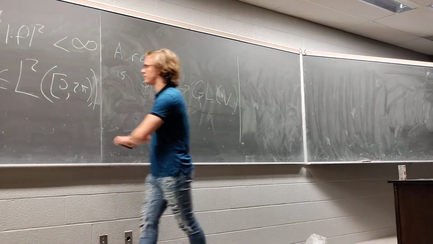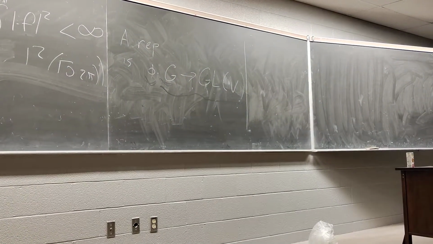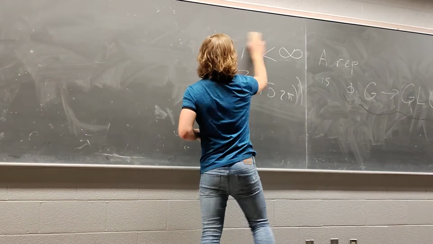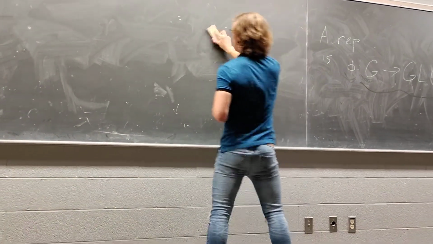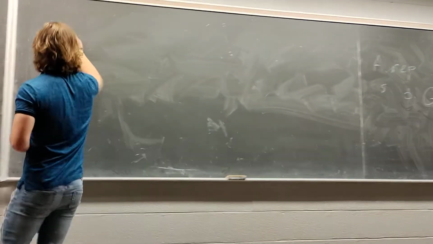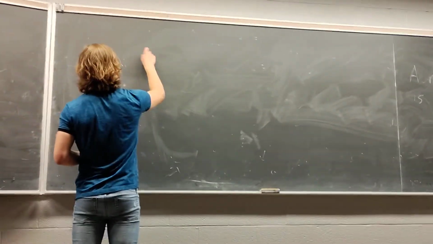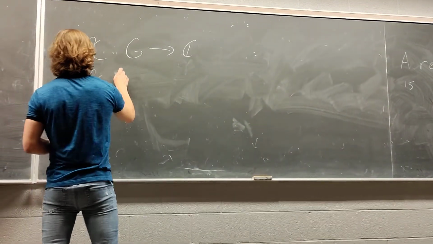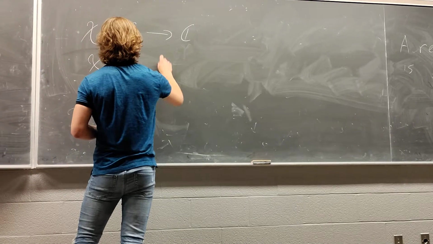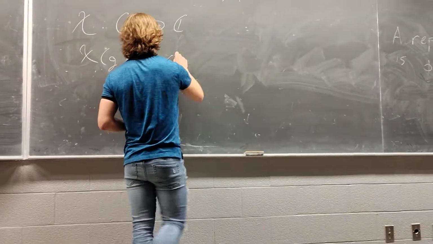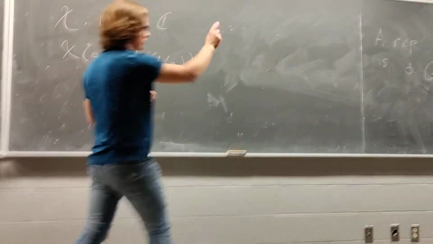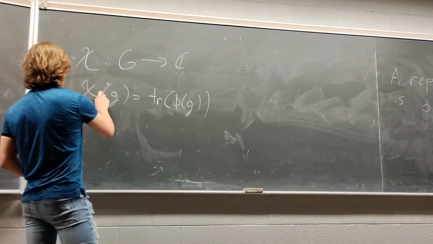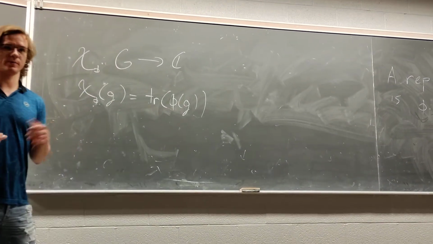So I'm going to go back over here. Sorry, Fourier, your life's work is being erased. A character, chi, is a function from our group G to the complex numbers, defined by chi of g equals the trace of phi of g. So this chi depends on the representation we have over there. You can define the character of a representation. Actually, to make that notationally clearer, I might do chi subscript phi.